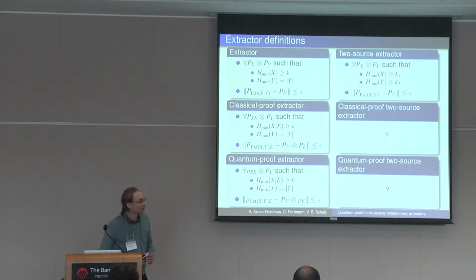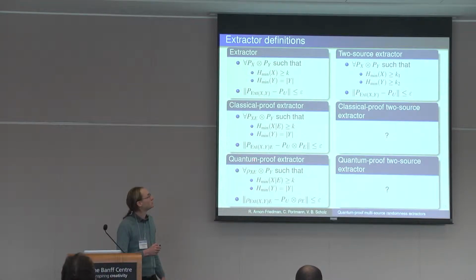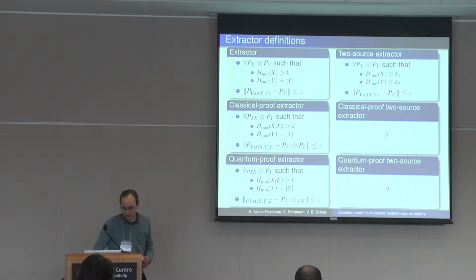So if we put all these definitions together, we have our extractor, our classical proof extractor with classical side information, quantum side information, and we have this definition. And the question is, well, how do we relax these definitions in the case of side information? And one of the main contributions of this work is providing definitions for this, which seem to be natural generalizations of this to side information.